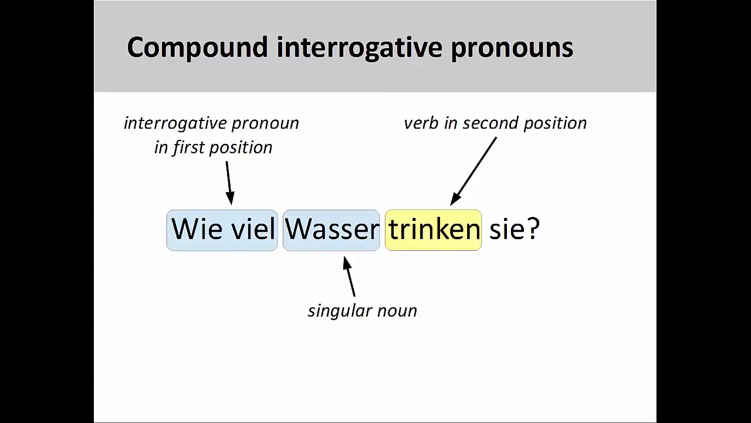The interrogative pronoun wie viel, how much, is usually used in conjunction with a singular noun to ask about the quantity or volume of that noun. For example, wie viel Wasser trinken Sie? How much water are they drinking? The verb technically still comes in the second position, after the compound interrogative pronoun and the noun it precedes.